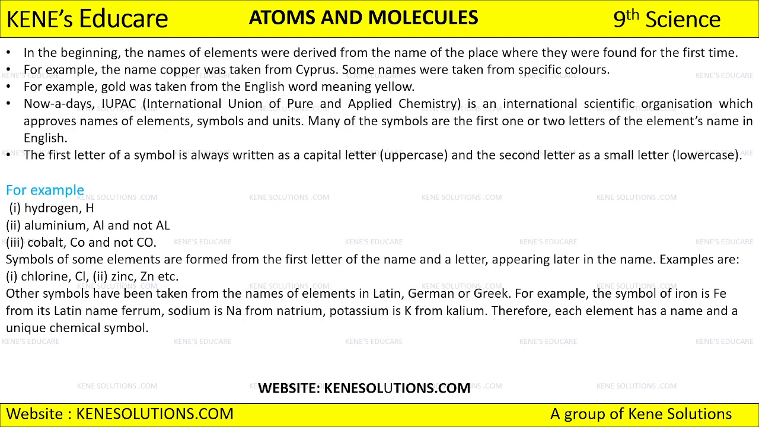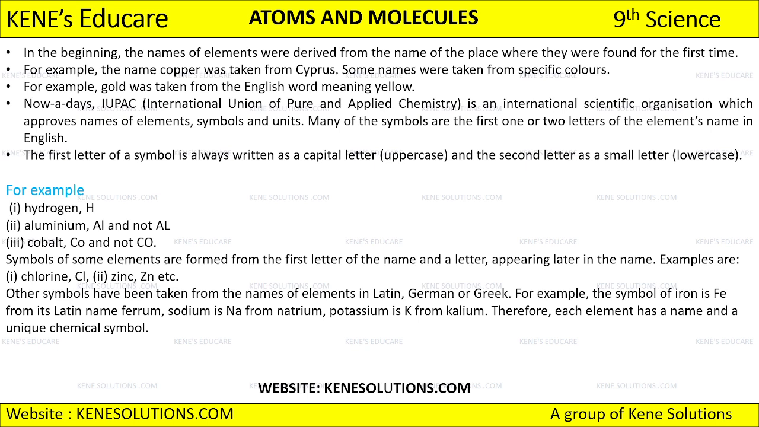Now see, in the beginning, the names of elements were derived from the name of the place where they were found for the first time, right? For example, the name copper was taken from Cyprus. Some names were taken from a specific color as well. Like gold, which was taken from the English word meaning yellow.